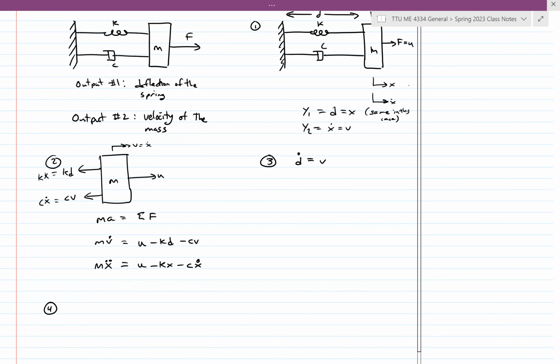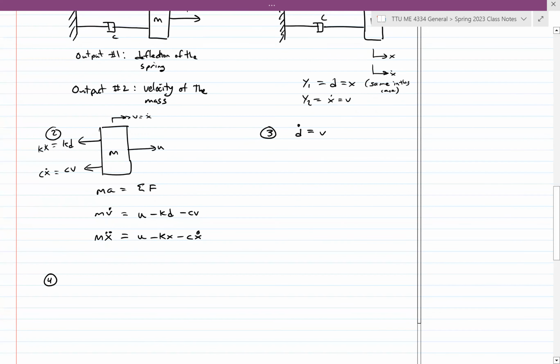Actually, we need to get 2 here because we have 2 outputs and 1 input. So we're going to get one transfer function from the input to Y1, and we're going to get another transfer function from U to Y2. So let's start out with focusing on Y1 here. That's the easier one. Okay.